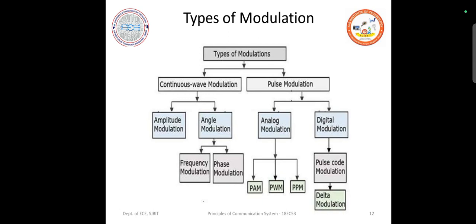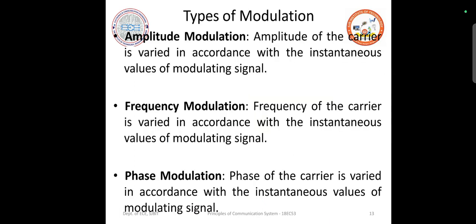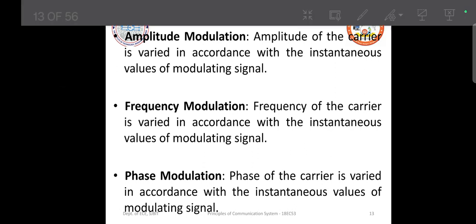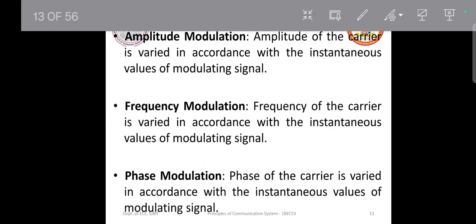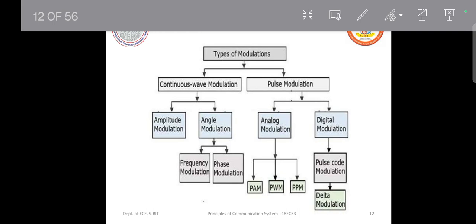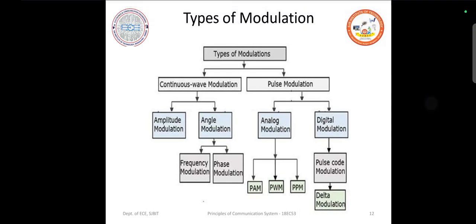Coming to the digital modulation, many more things are going to come, but we have listed out only two here. Pulse code modulation, the extension of that is what is called the delta modulation, and then adaptive delta, all those things are going to come. So we'll talk about the basic continuous wave modulation, wherein we have got amplitude as well as angle modulation.